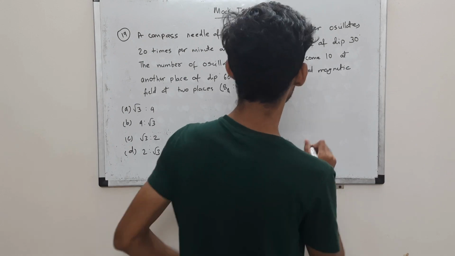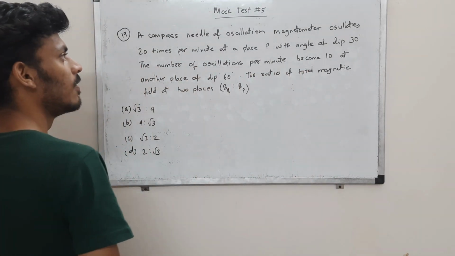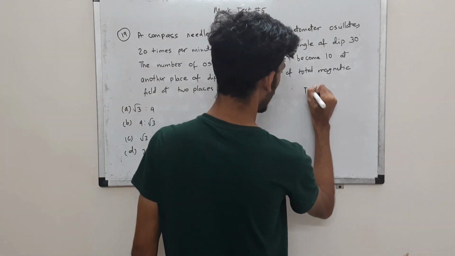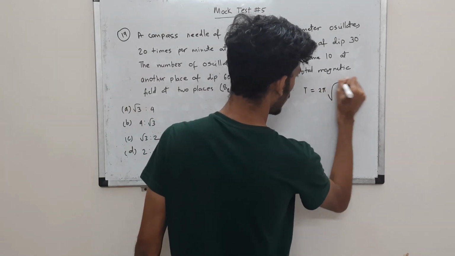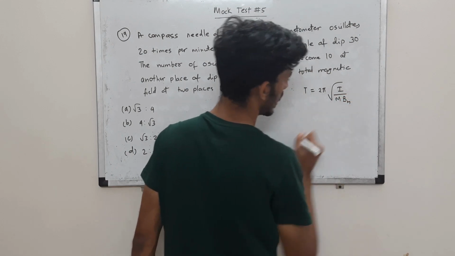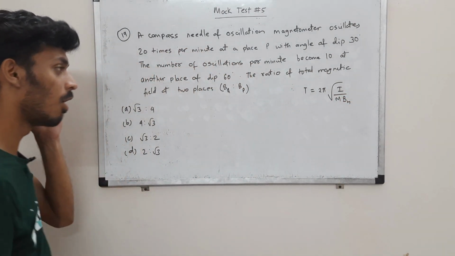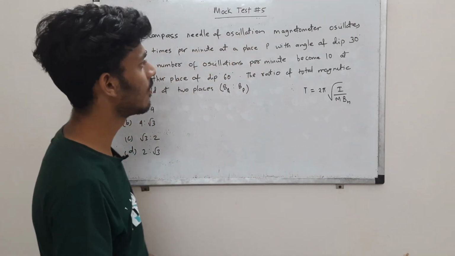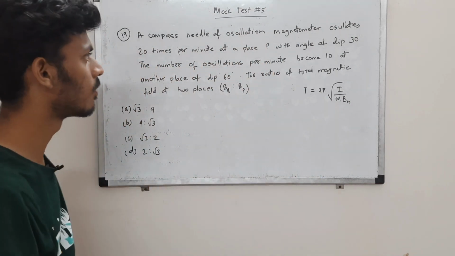Now this question links the magnetic field with the time period, right? Time period of a compass needle. You might know that it is given as 2 pi under root I by m and the horizontal magnetic field, right? Now all of these are constant except the magnetic field. The magnetic field is changing with the angle of dip, of course.